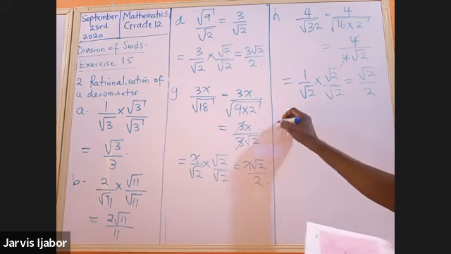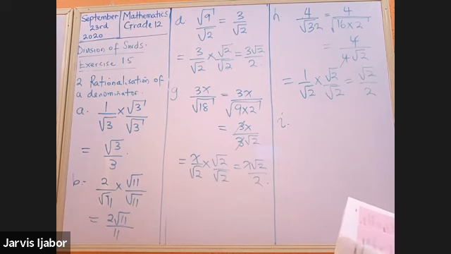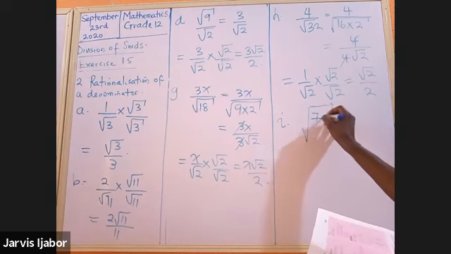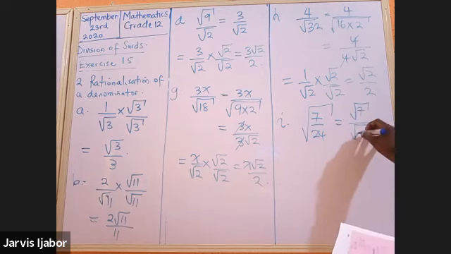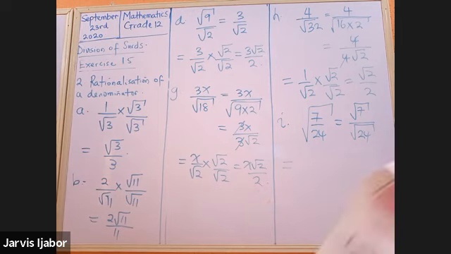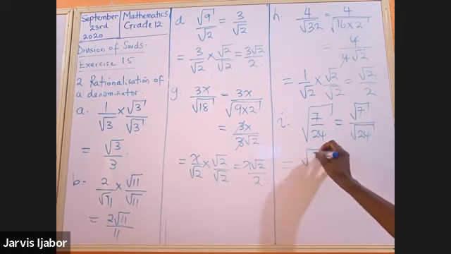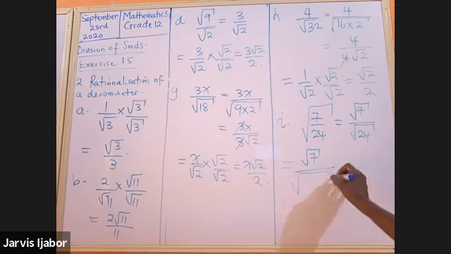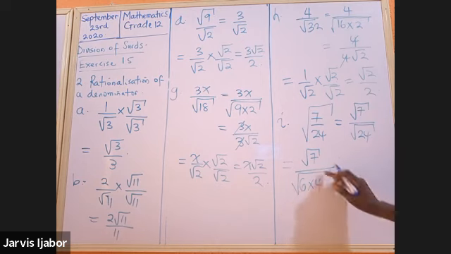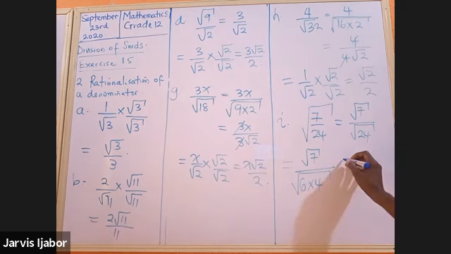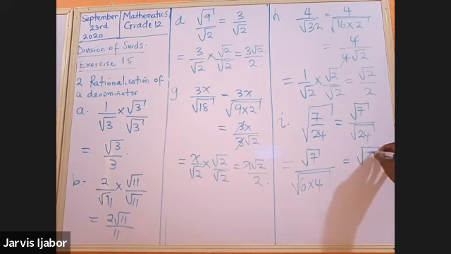Now let's look at I. I think I may be the last one I'll solve before I give you tasks. 7 over 24. What would that be? The square root of 7 over the square root of 24. What is the square root of 24? It's actually this: the square root of 7 over the square root of 6 times 4. What is the square root of 4? It is 2. So that will be the square root of 7 over 2 root 6.